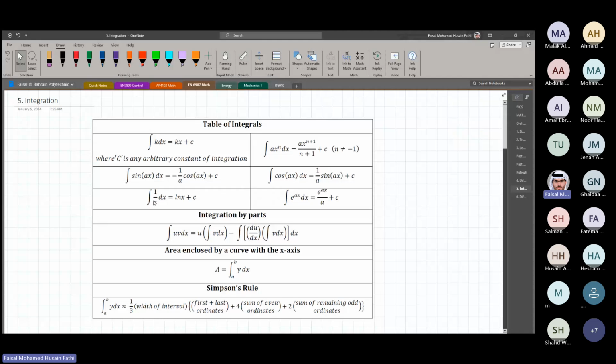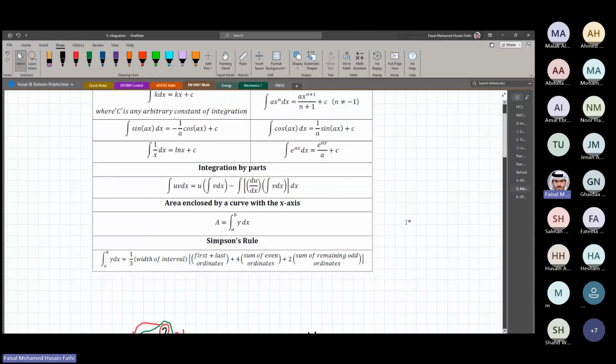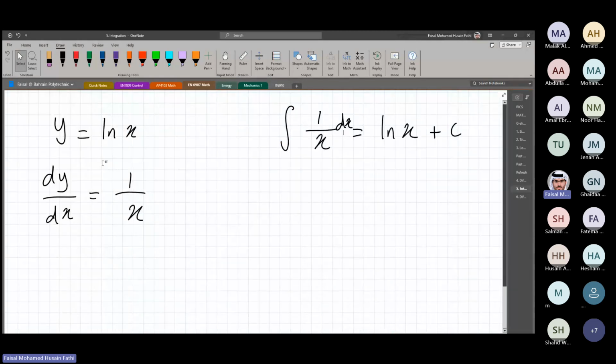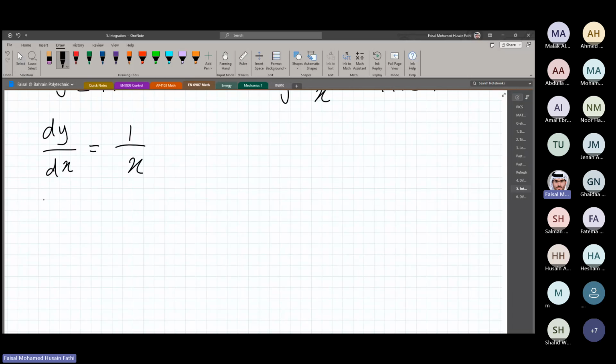Yes, integration of 1 over x dx is ln x plus c. These are the basic general rules. I just wanted to show you how they are related to functions when you are doing the differentiation. All you are doing in integration is doing the opposite. Now, some extra notes you need to know.